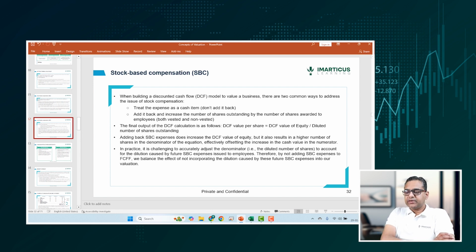The final output of the DCF calculation is as follows. DCF value per share is DCF value of equity upon diluted number of shares outstanding. Adding back SBC expenses does increase the DCF value of equity, but it also results in a higher number of shares in the denominator of the equation, effectively offsetting the increase in cash value in the numerator. In practice, it is challenging to accurately adjust the denominator, that is the diluted number of shares, to account for the dilution caused by future SBC expenses issued to employees. Therefore, by not adding SBC expenses to FCFF, we balance the effect of not incorporating the dilution caused by these future SBC expenses into our valuation.